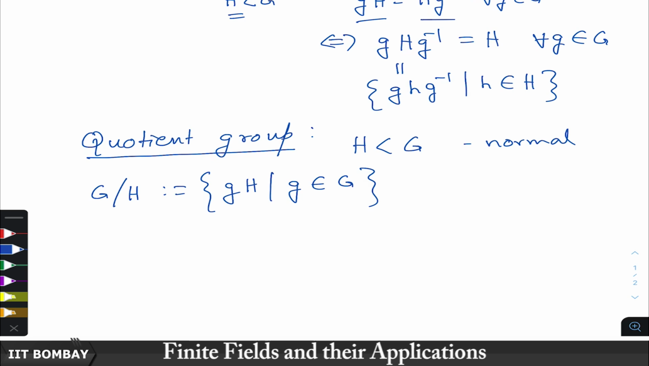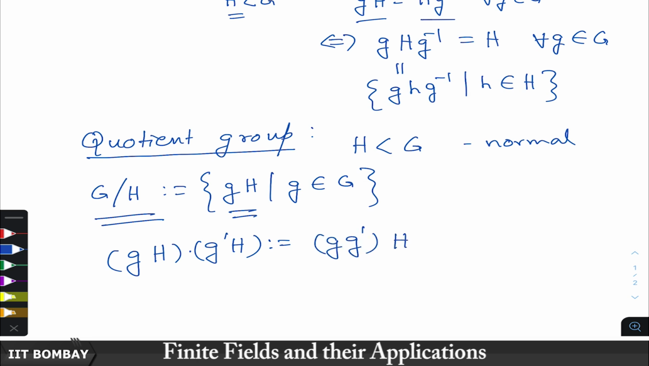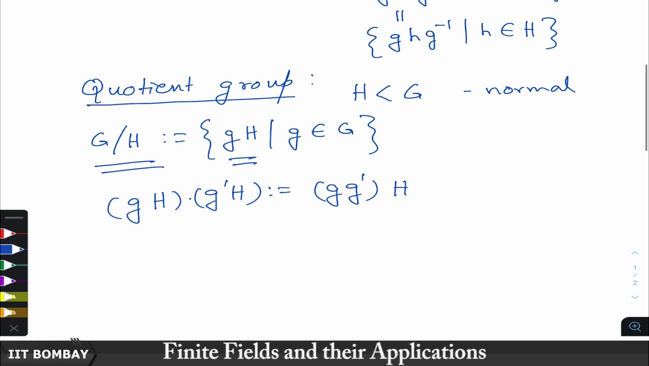Now, this is the set. What is the operation? The operation between two such cosets is defined as follows: if you take two cosets gH and g'H, the operation between them is defined as gg'H. Because this operation is defined in terms of two coset representatives, we have to show that this is well defined.